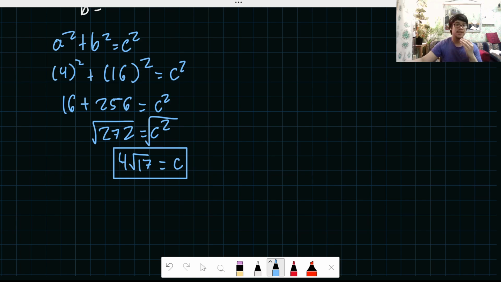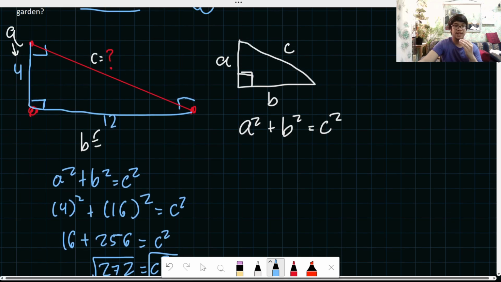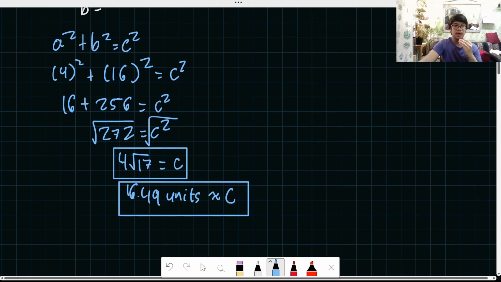Our answer here would be 16.49 units. All right, that is our answer. Okay, 16.49 units. Okay, so that's the measurement of the diagonal length. All right, it's 16.49 units.